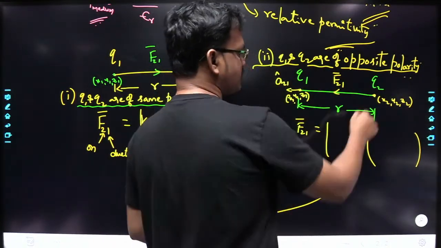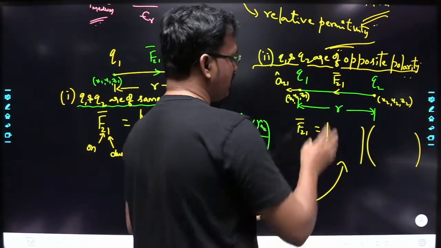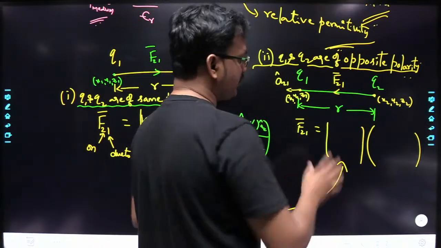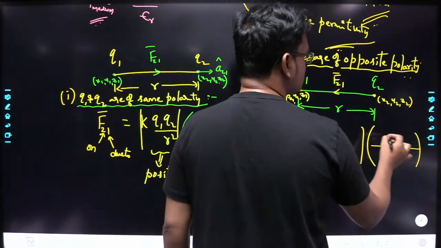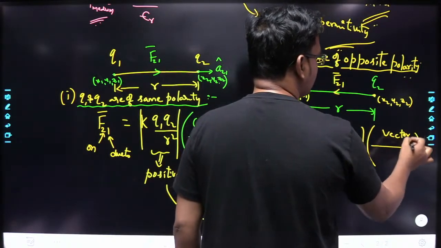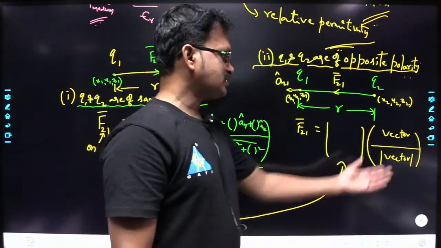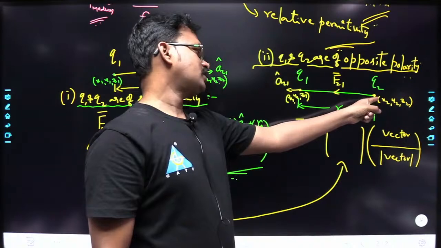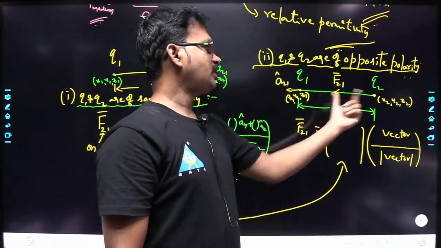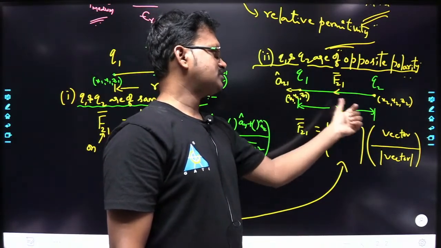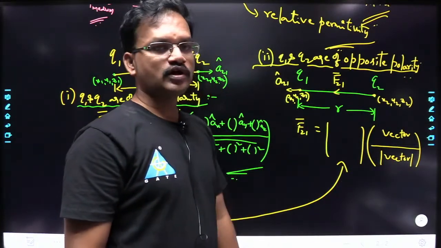Understood? As you move from this point to this point, the increment in x gives you the x component, the increment in y gives you the y component, and the increment in z gives you the z component. So write down that vector here, divided by the magnitude of the vector. The vector is pointing from x2, y2, z2 to x1, y1, z1, so you write the increment in x plus increment in y plus increment in z, divided by its magnitude, which gives you the unit vector.